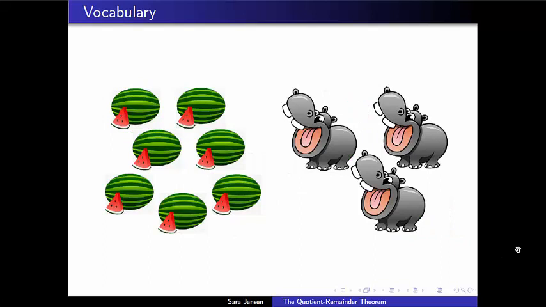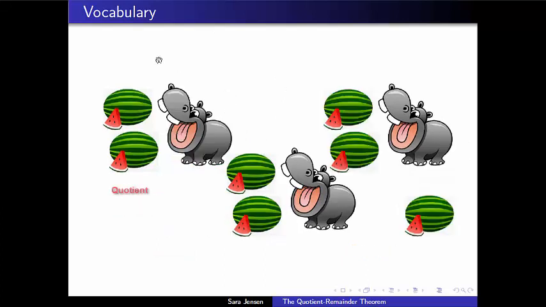So those are your four vocabulary words: dividend, divisor, quotient, remainder.